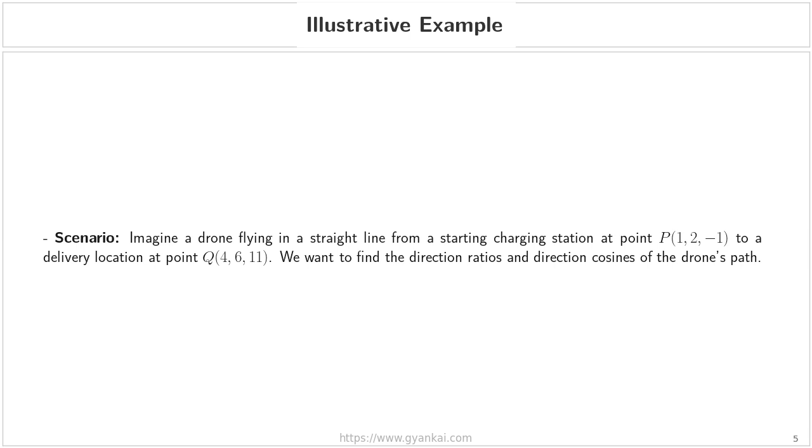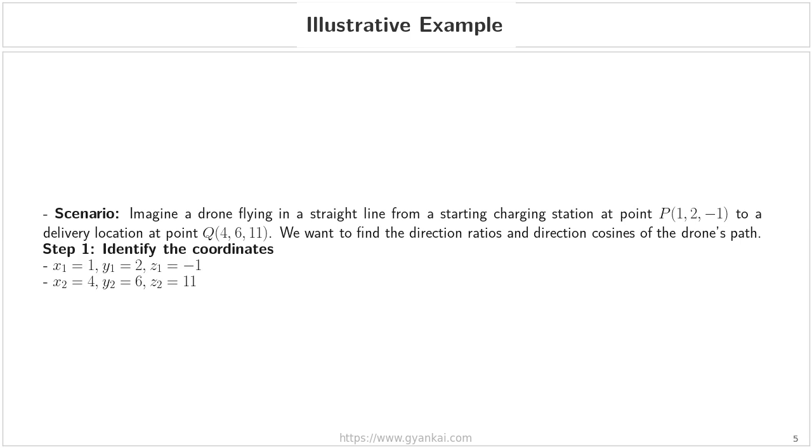Our goal is to determine the direction ratios and the direction cosines that describe this drone's flight path. Let's break this down into 4 clear steps. Step 1. First, we must clearly identify our coordinates from the given points. From point P, we have x1 equals 1, y1 equals 2, and z1 equals -1. From point Q, we have x2 equals 4, y2 equals 6, and z2 equals 11.